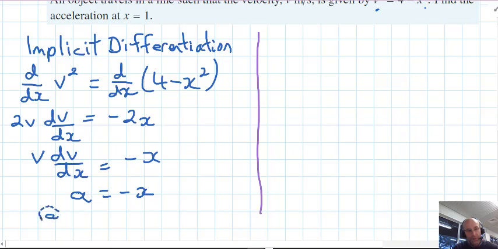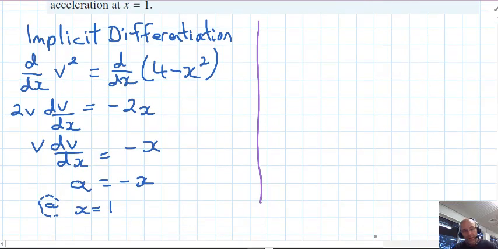Aha, that's an at. Alright, so at x equals 1, and we sub in 1, so the acceleration is negative 1 meters per second squared.